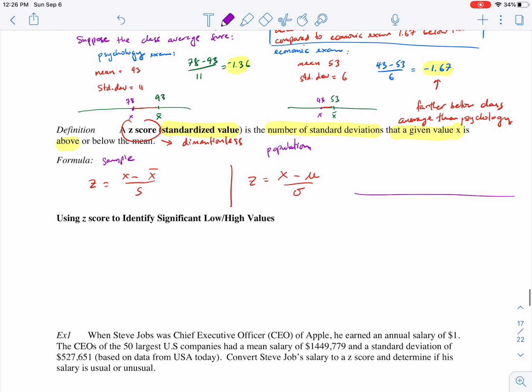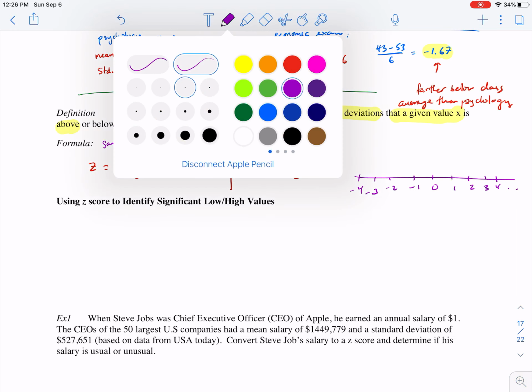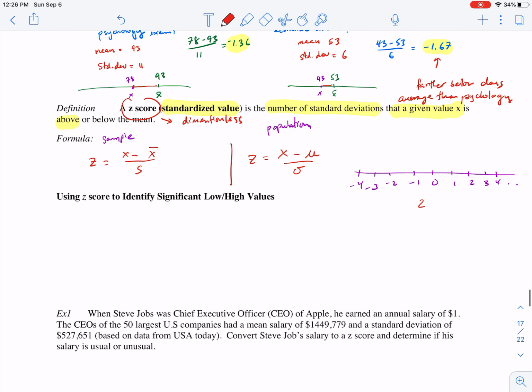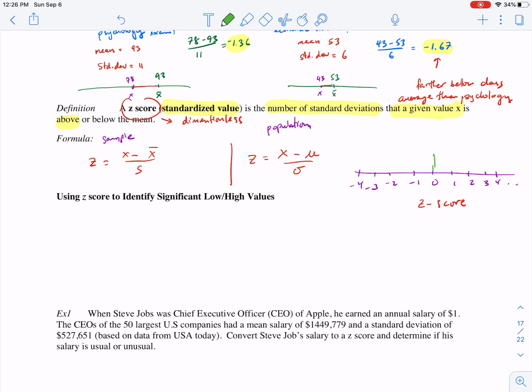So the scale goes like this. It goes from 0 to positive 1, 2, 3, 4, and so forth, and then negative 1, 2, 3, 4. So this is the standardized z-score scale. When we take the x and convert that to z using this formula, the mean is in the middle here. So that's the mean. The mean has a z-score equal to 0.